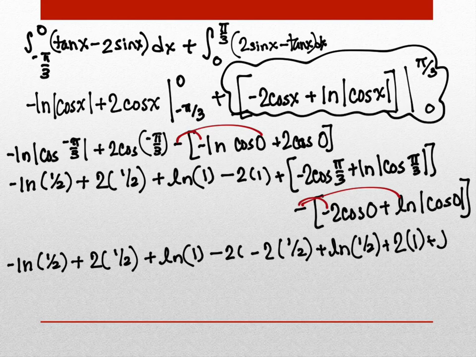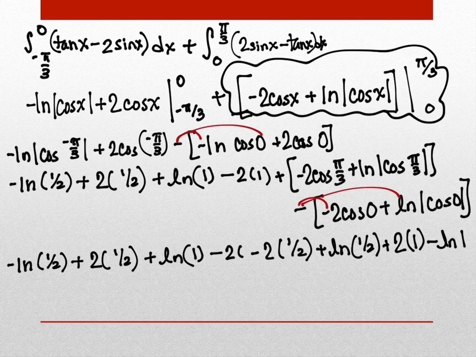Plus the natural log of 1, because cosine of 0 is 1. Okay, do I have all the pieces in there? Gracious me. Oh, this was a negative. It's not going to matter, but that's okay. That's a negative. All right, let's start with that.